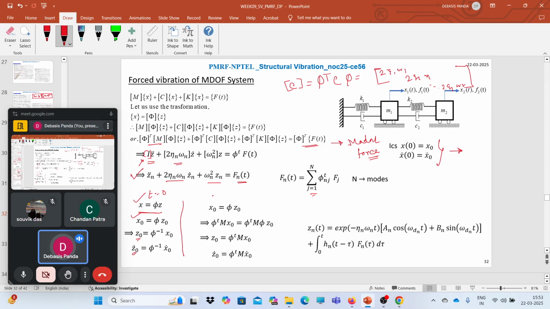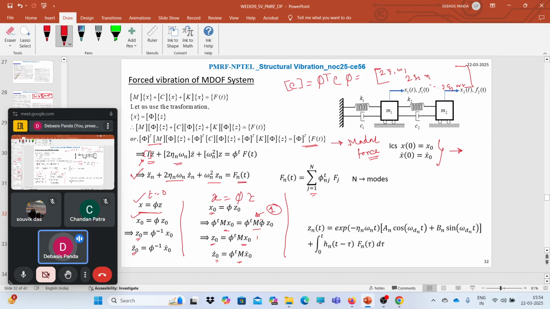One other way we can do it: we again know x is equal to phi into z. So at t equals 0, x naught is phi into z naught. Now use the modal mass matrix and pre-multiply with phi transpose. So phi transpose M x naught is phi transpose M phi z naught. Now phi transpose M phi becomes 1. So z naught is phi transpose M x naught, and z dot naught is phi transpose M x dot naught. By one of these two ways, we can calculate the initial conditions for this case.